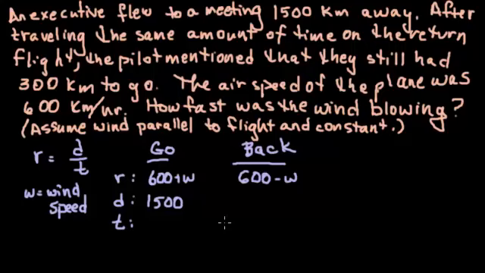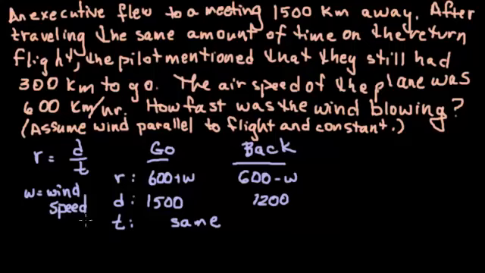In the same amount of time, I went 300 less than 1,500, so I must have gone 1,200 miles in the same amount of time. So I look for what's equal so that I can write an equation. I want my equation based on t.